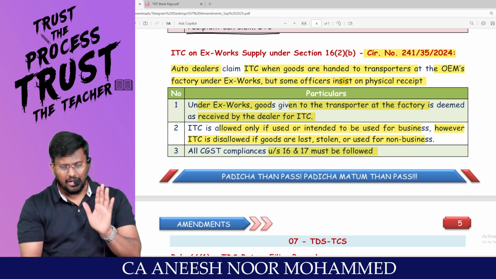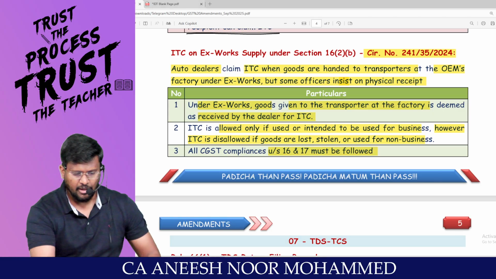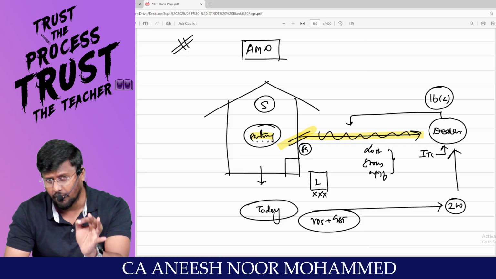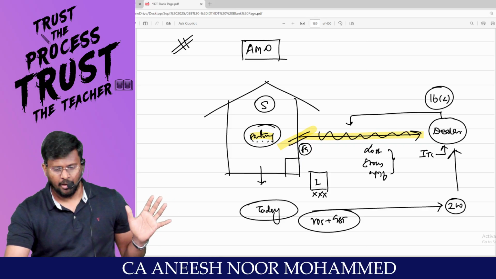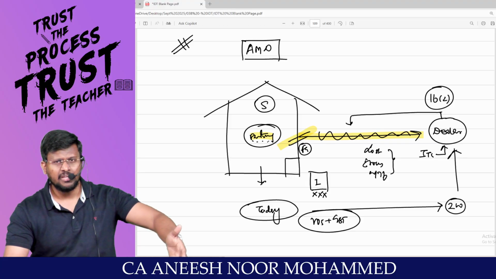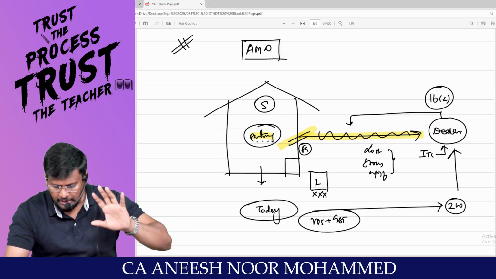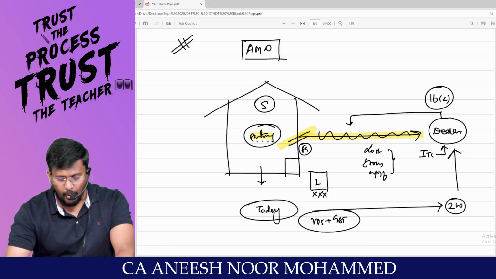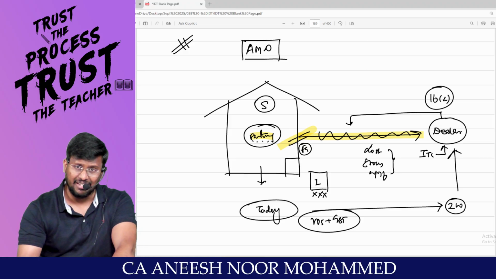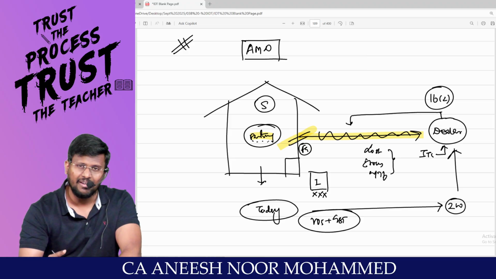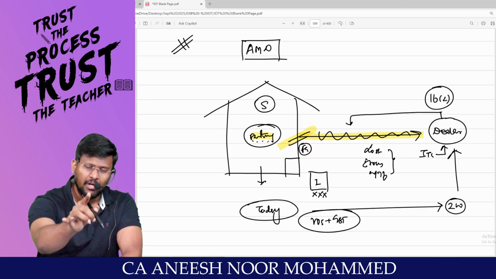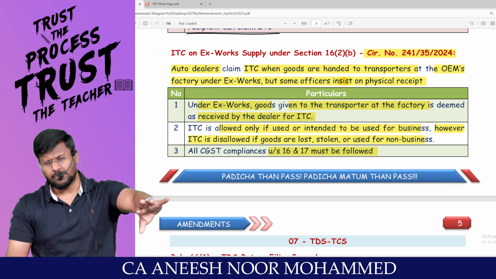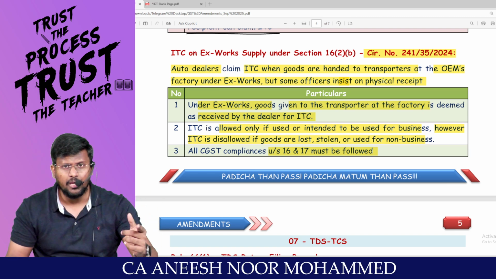That means generally this dealer is supposed to take ITC only after receipt of the vehicle. But since it takes time, and it is affecting the working capital of the dealer, my dear lovable students, what they are saying is, once they dispatch the goods at the factory gate, it will be assumed that the dealer has received the goods. On that date itself, the dealer can take ITC. But during transit, if something has happened, whatever ITC has been taken should be reversed.